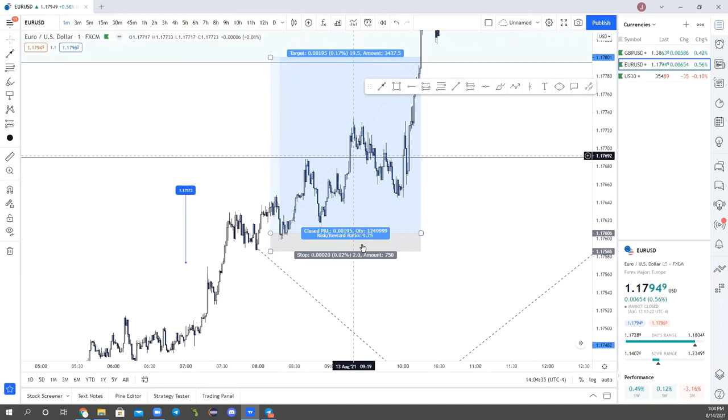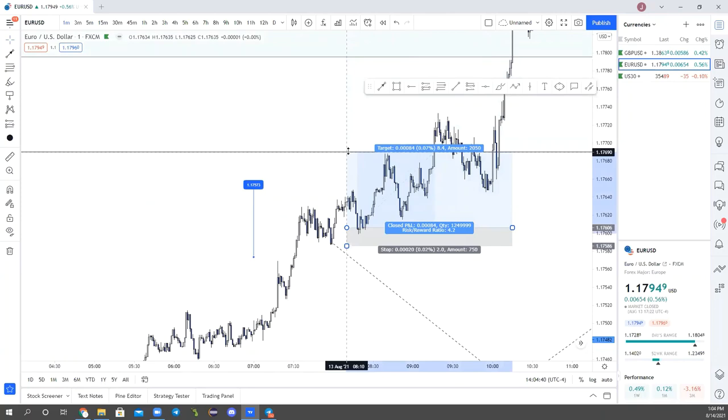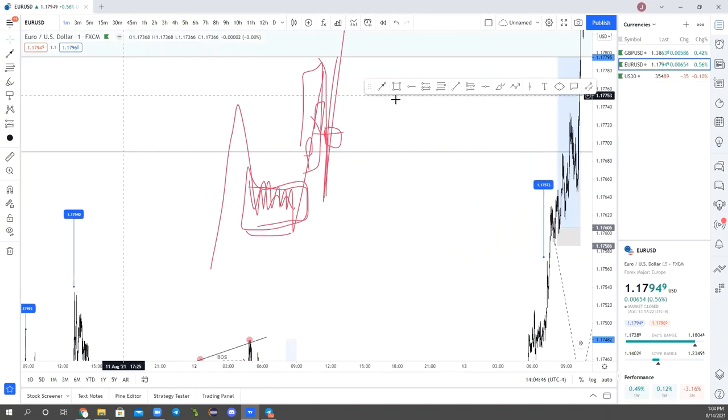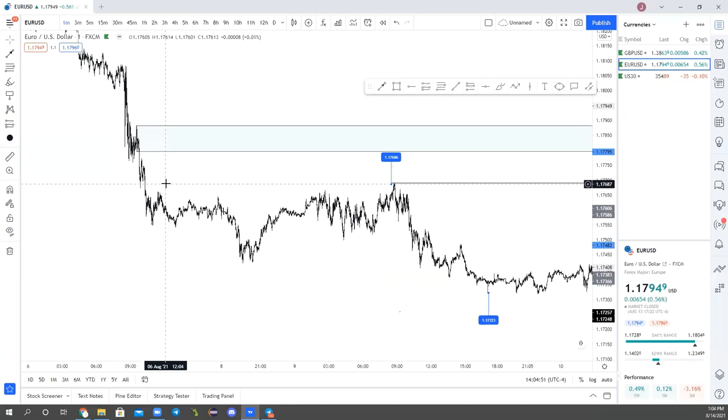Now, going in, I secured partials right above it, but my target was here. Why was my target here? Because again, this shouldn't hold. And what's the closest thing, right, that we need to mitigate? It's this imbalance right here. So this imbalance had not been filled.